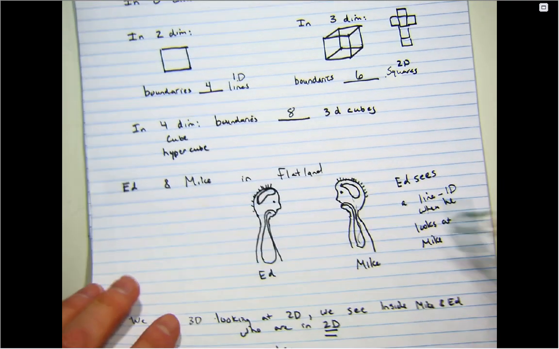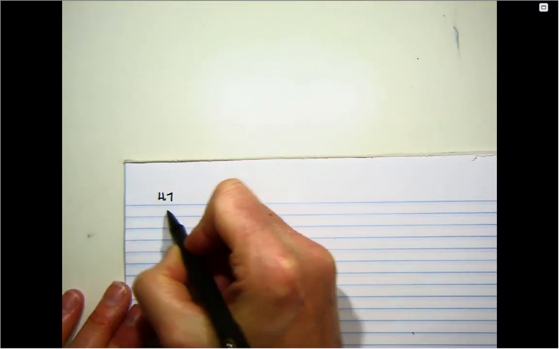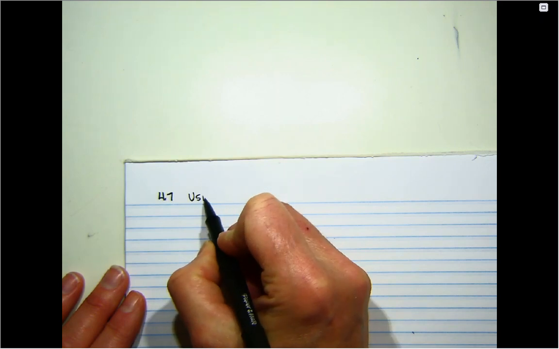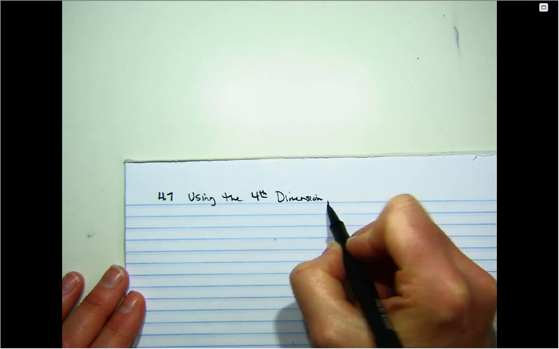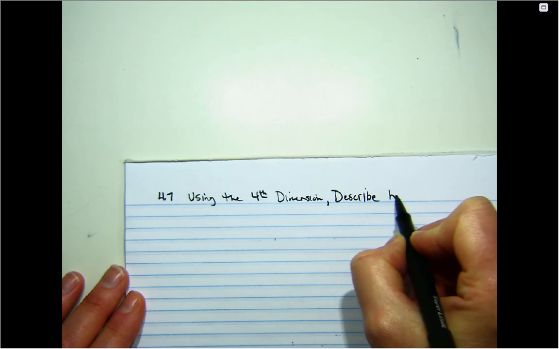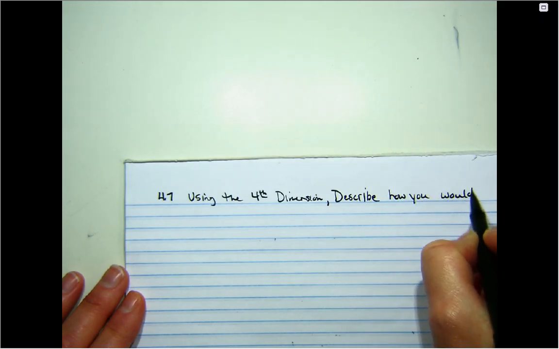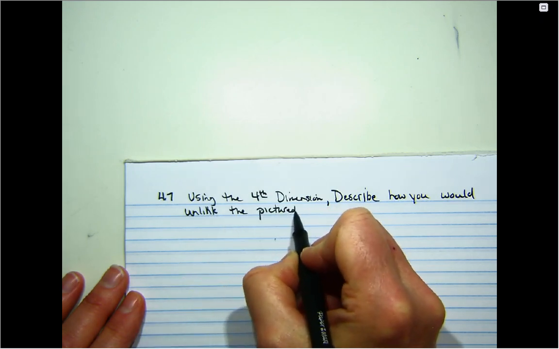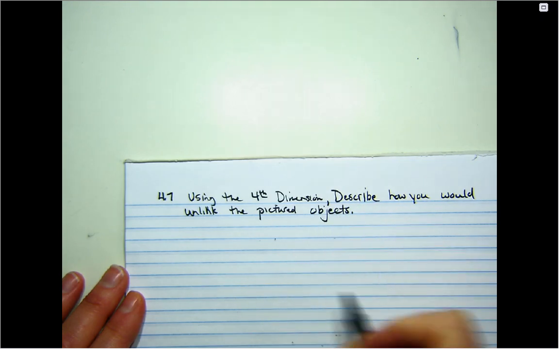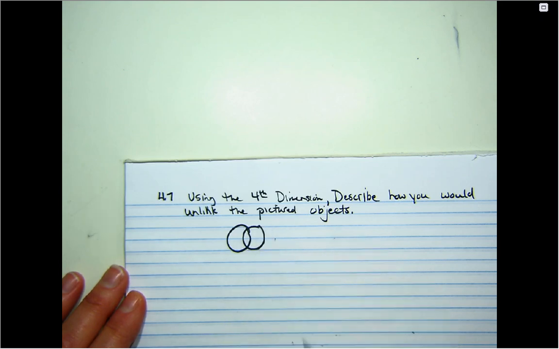So we're in 4.7 yet. Describe, using the 4th dimension, how you would unlink the pictured objects. So I'll just make a pair of rings caught together, okay? So those are supposed to be linked.